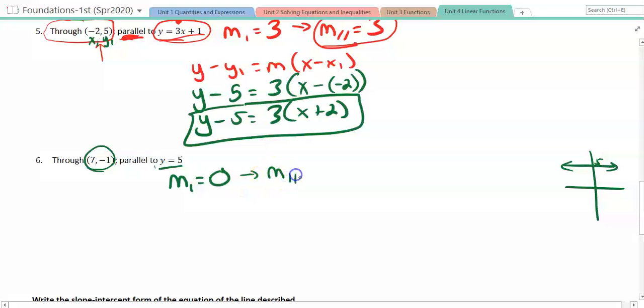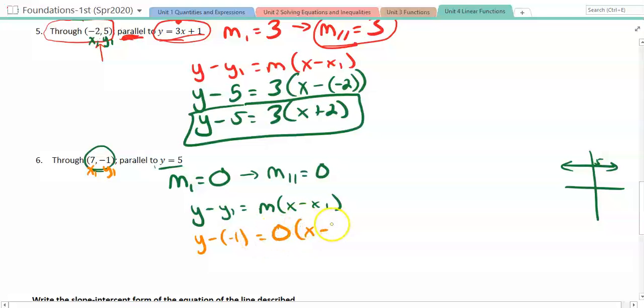And so what is the slope parallel to that? Well, the slope parallel is also going to be what? 0. And so I can plug in the point slope. y minus the y sub 1 is equal to m times x minus x sub 1. And so this is my x1, this is my y1. So y minus the -1 is equal to 0 times x minus the 7. So simplifying signs here, we're going to get y plus 1 is equal to 0 times x minus 7.